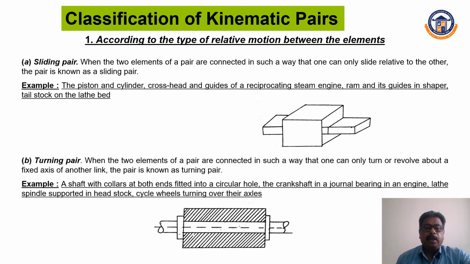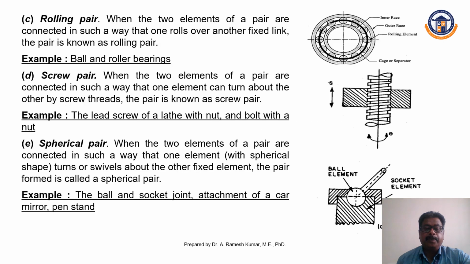Turning pair: when the two elements of a pair are connected in such a way that one can only turn or revolve about a fixed axis of another link, the pair is known as a turning pair. For example, a shaft with a collar at both ends fitted into a circular hole, the crankshaft in a journal bearing in an engine, a lathe spindle supported in a headstock, and cycle wheels turning over their axis are examples of a turning pair.